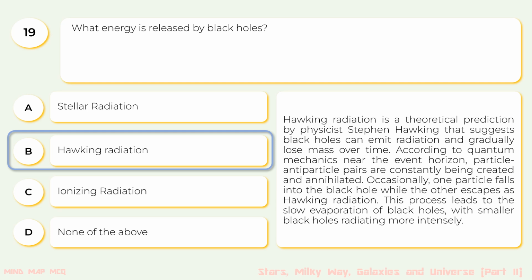According to quantum mechanics, near the event horizon, particle and antiparticle pairs are constantly being created and annihilated. Occasionally, one particle falls into the black hole while the other escapes as Hawking radiation. This process leads to the slow evaporation of black holes, with smaller black holes radiating more intensely.